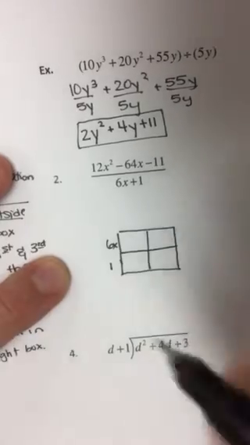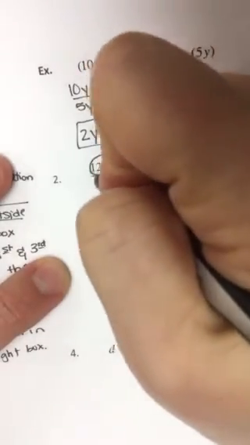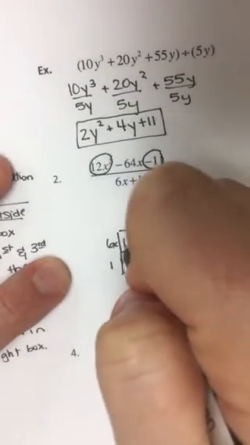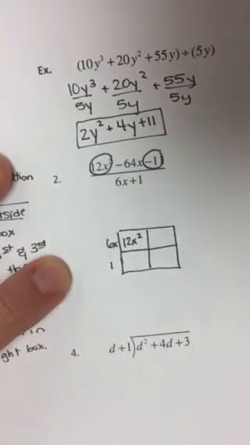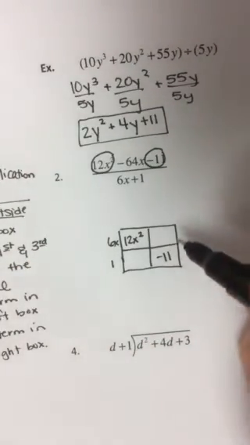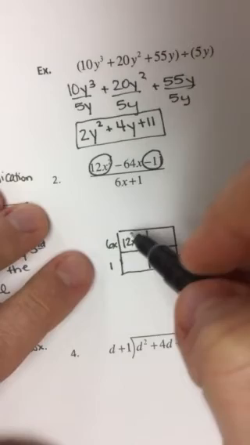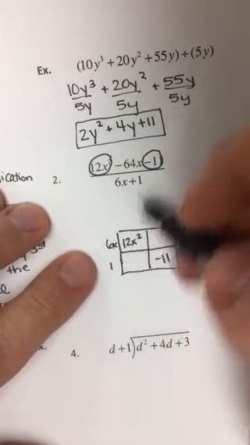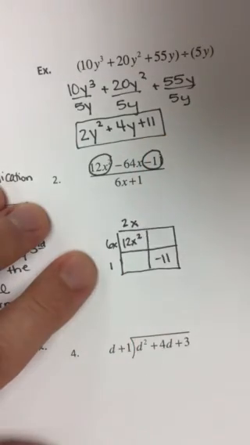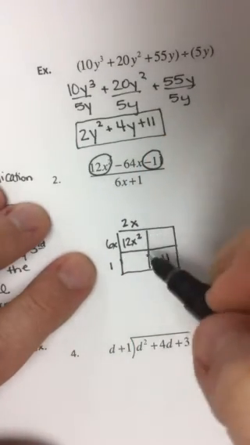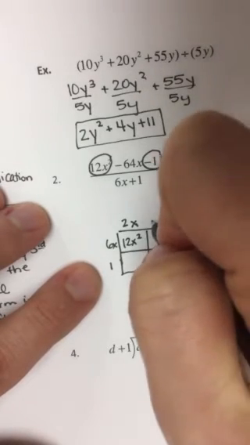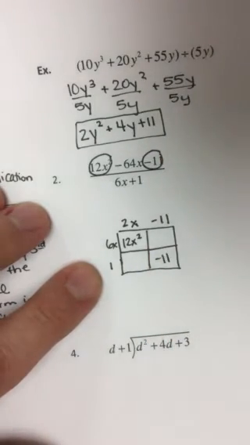Again, I need to focus on my first and my last term. So I'm going to focus on the 12x squared and the negative 11. So the 12x squared goes in the first box. The negative 11 goes into the second. Okay, so knowing what I know, 6 times 2 would give me 12. X times x would give me x squared, okay? Now, 1 times something would give me negative 11. Well, that would be 1 times negative 11 would give me negative 11.